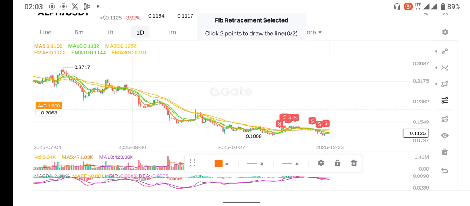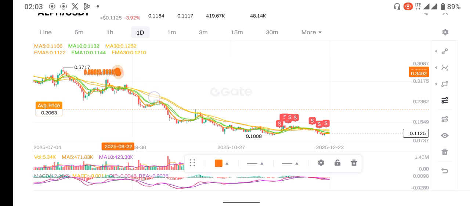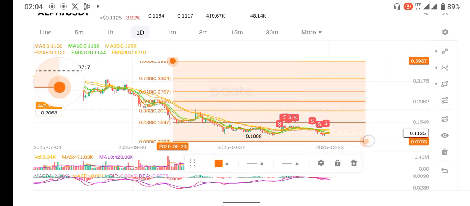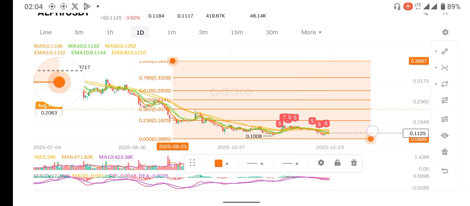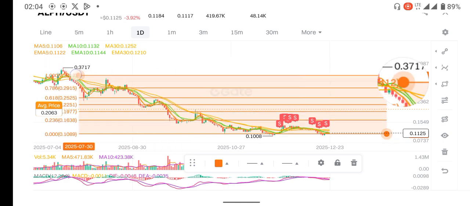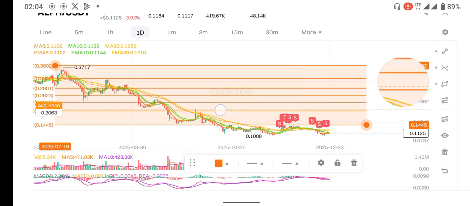Let's take our upper point at 0.3717. Okay, just be patient, trying to draw the chart so we can get an accurate prediction. Take this here.